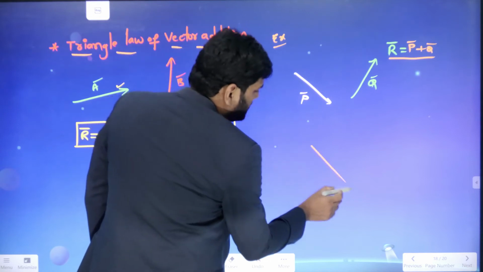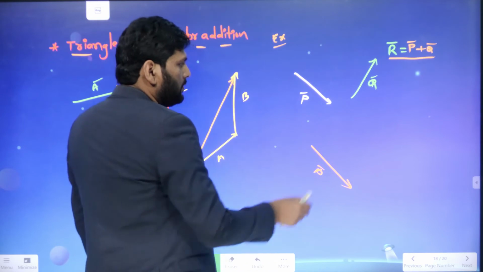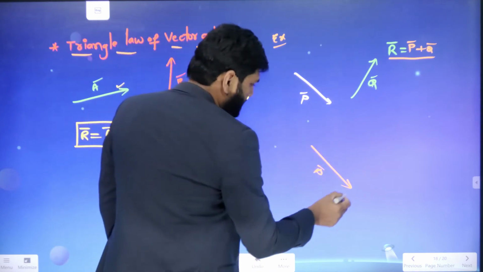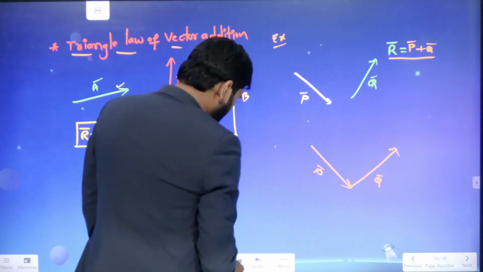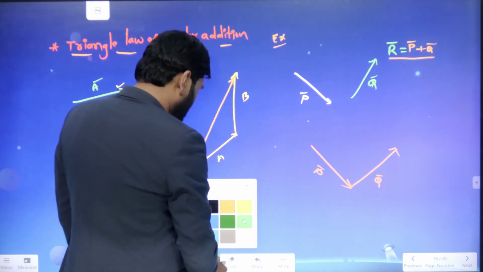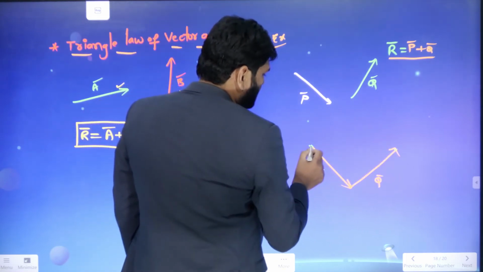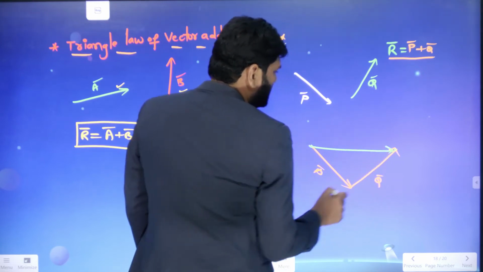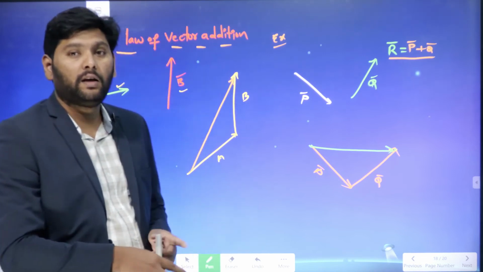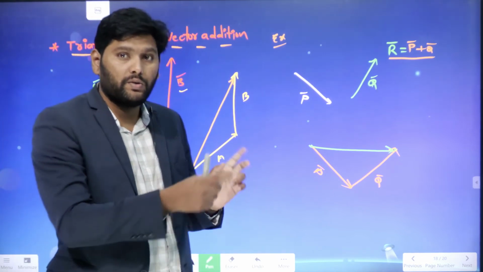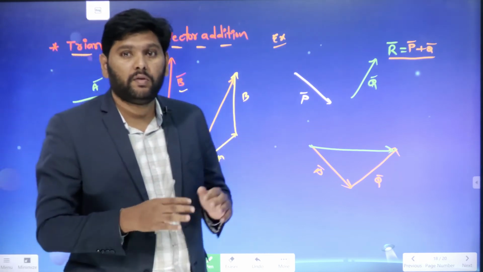Now this is your first vector, P. Now the second vector, without changing the direction, I will take this way. This is Q bar. Now what is the resultant here? The resultant is first vector tail to second vector head. You must join. So this is forming a triangle, so we call it the triangle law of vector addition. But what is the statement? By using this, in all the examples, we have to give a statement.